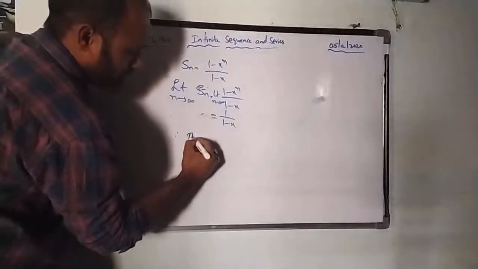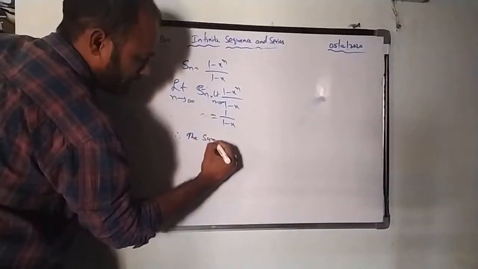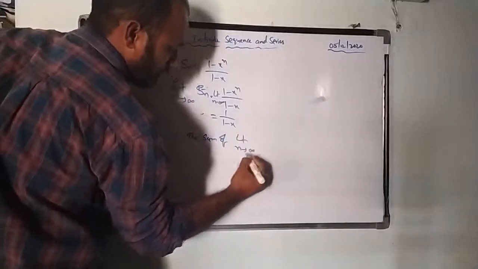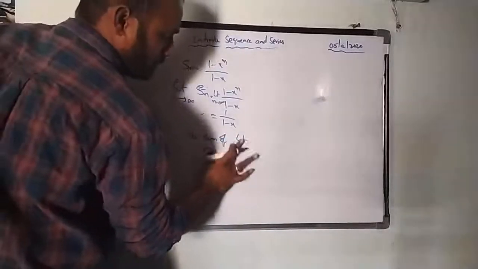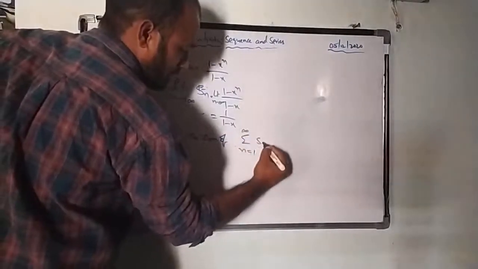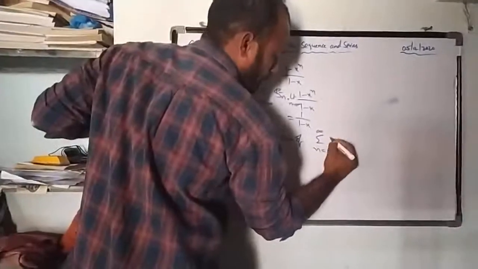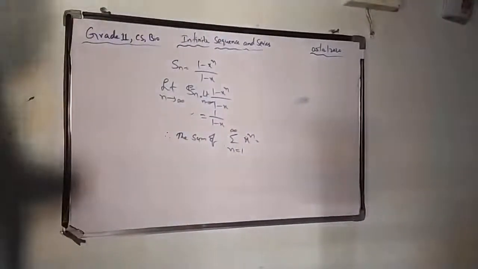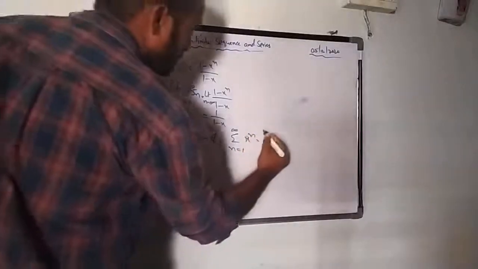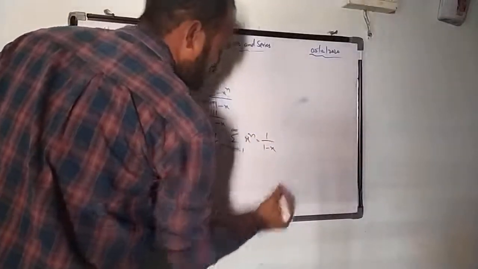Therefore, the total sum, the sum of limit n tends to infinity, summation of n equals 1 to infinity x to the power of n, is equal to 1 by 1 minus x.